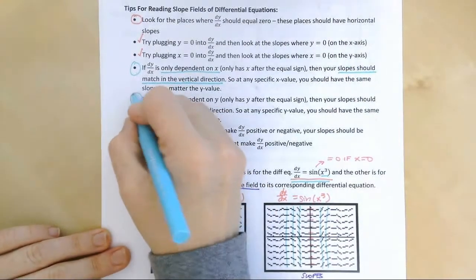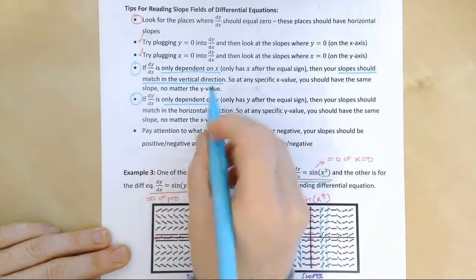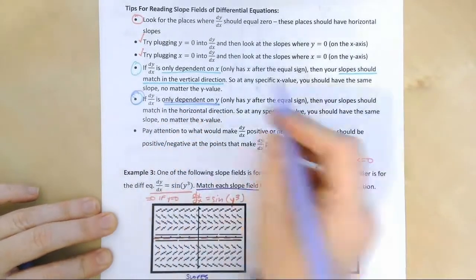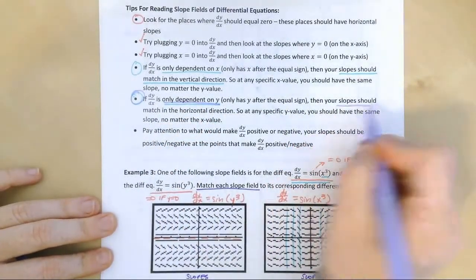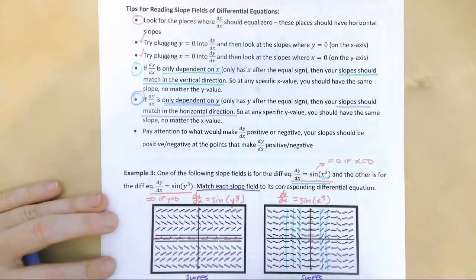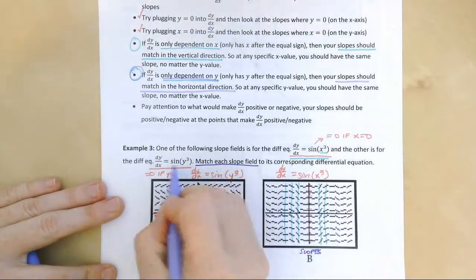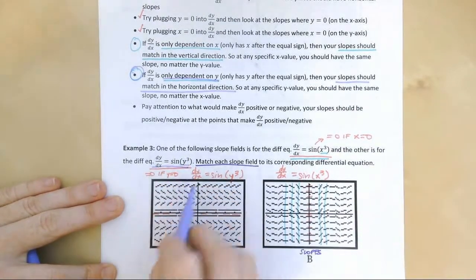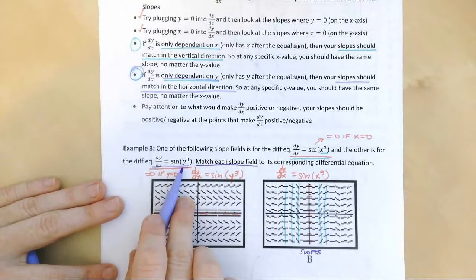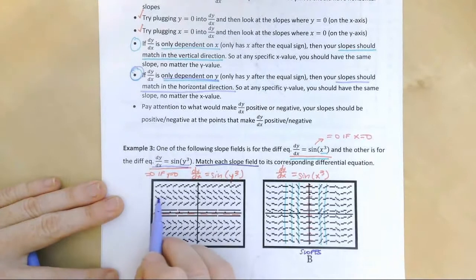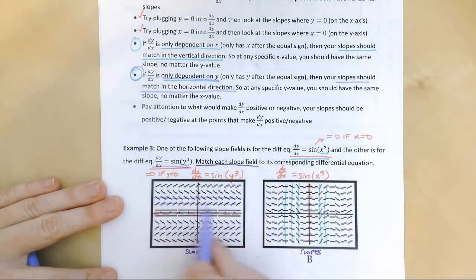Alternately, if dy/dx is only dependent on y, then slopes should match in the horizontal direction. This is a different situation. Our second equation was dependent on y. It has just y. It doesn't have any x's. So our slopes should match in the horizontal direction. If we draw horizontal lines, do our slopes match? Yes, they all match going this way. So that's another way to eliminate.